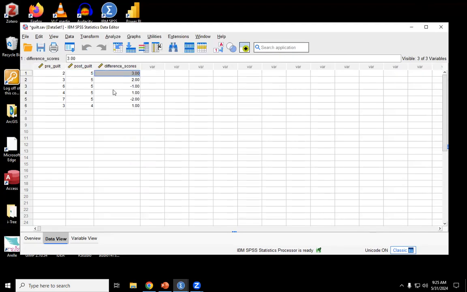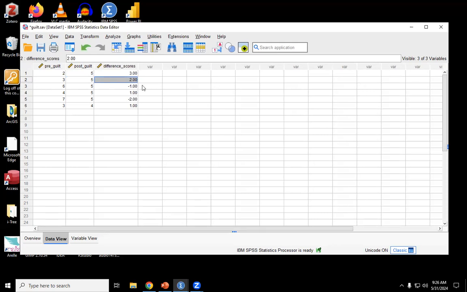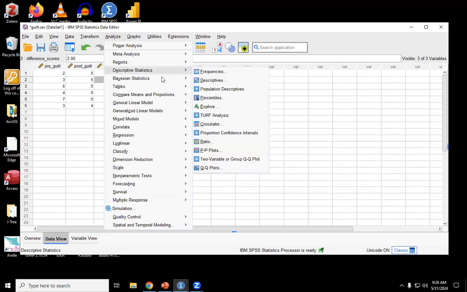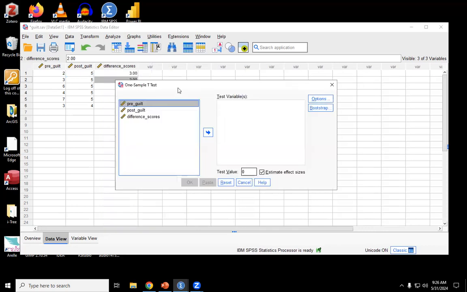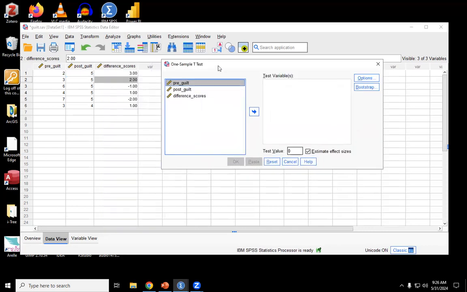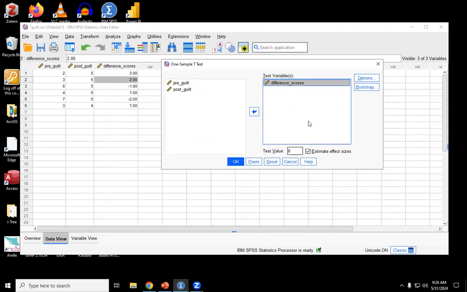And then that variable appears in our data set like this. Perfect. You can double check that SPSS's work is correct: 5 minus 2, this should be 3. 5 minus 3, we get 2. Seems like things worked out the way we wanted. Then from here, pretty easy. We analyze, compare means and proportions. We want a one sample t-test now instead of the paired samples t-test. And we're going to submit not pre-guilt or post-guilt, but the difference scores to this one sample t-test.